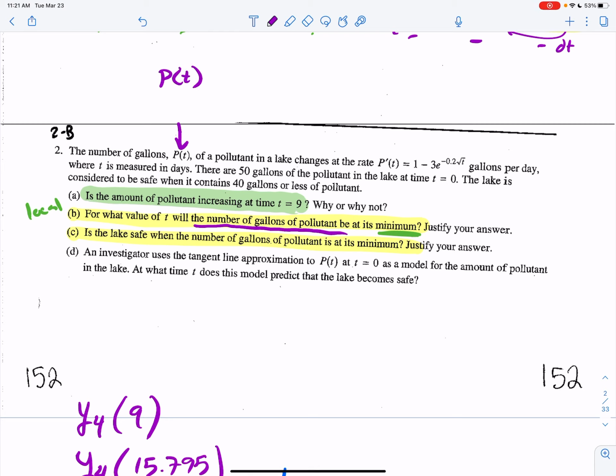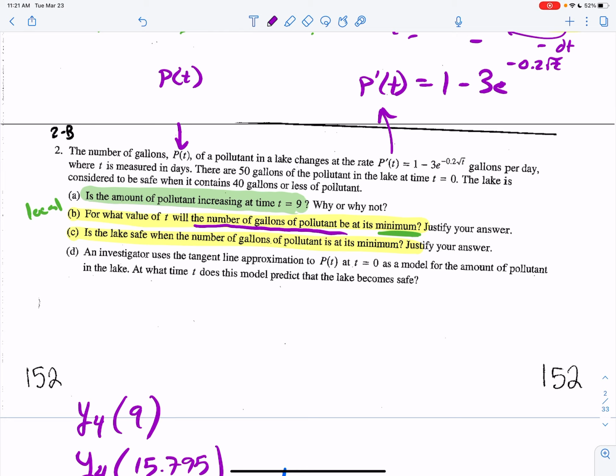To find the local extrema, you have to find its derivative. Conveniently, they gave us the derivative, so that's less work for us. Yay. So how do you find local extrema? Very straightforward. You set the derivative equal to 0. Right here, I'm actually going to do this with you guys because it's short enough for me to do.